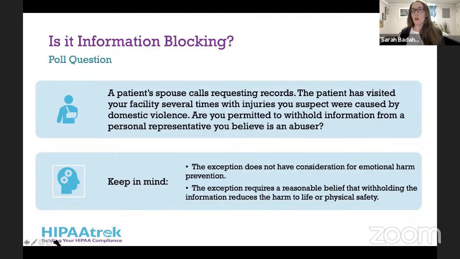All right, the second of the exception to harm poll questions. A patient's spouse calls requesting records. The patient has visited your facility several times with injuries you suspect were caused by domestic violence. Are you permitted to withhold information from a personal representative you believe is an abuser? And then remember that this states personal representative. So they are a personal representative under HIPAA, which means they have the same rights to the information as the patient. So that is the key term there as a hint to you all. So are you permitted to withhold this information from this person you believe is an abuser?